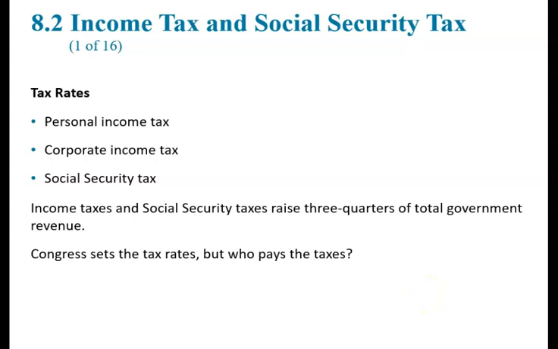There are three different kinds of taxes that we will take a look at in this lecture: personal income taxes, corporate income taxes, and social security taxes. Together these three raise 3/4 of the total government tax revenue in the US. Congress is the one who sets the tax rates of all three of these taxes, but who actually pays the tax, meaning what is the tax incidence, meaning the burden on the seller or the buyer? Let's take a look at that.